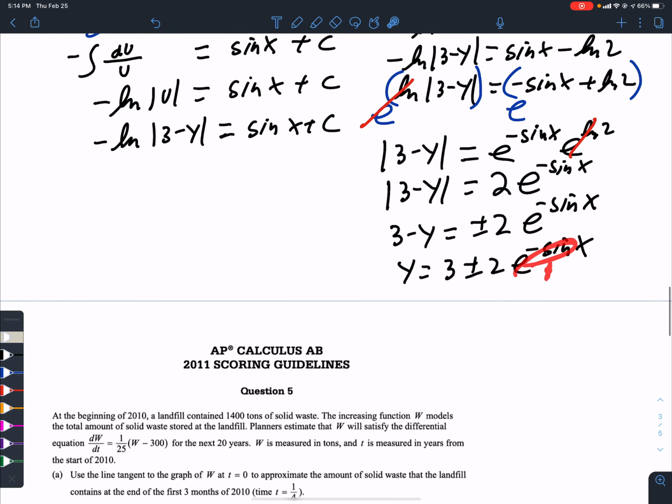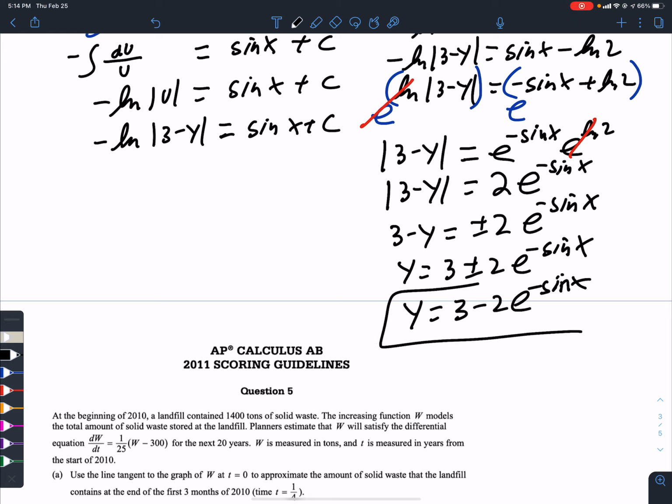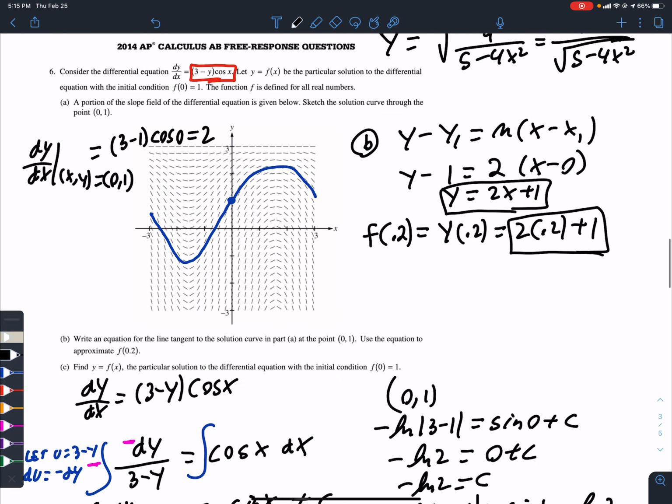How do I get 1? 3 plus 2 or 3 minus 2? It's going to be 3 minus 2. So therefore it becomes 3 minus 2e to the minus sine x. There is your answer, and I'm done. So you have to make sure that you pick the right plus or minus to get the particular solution that we're looking for.